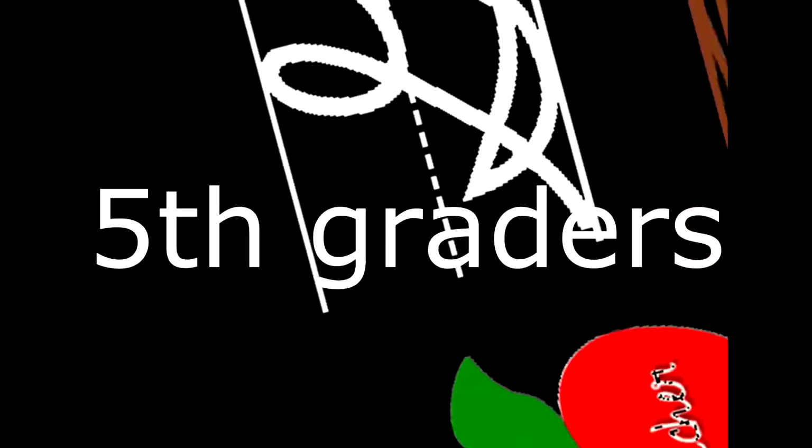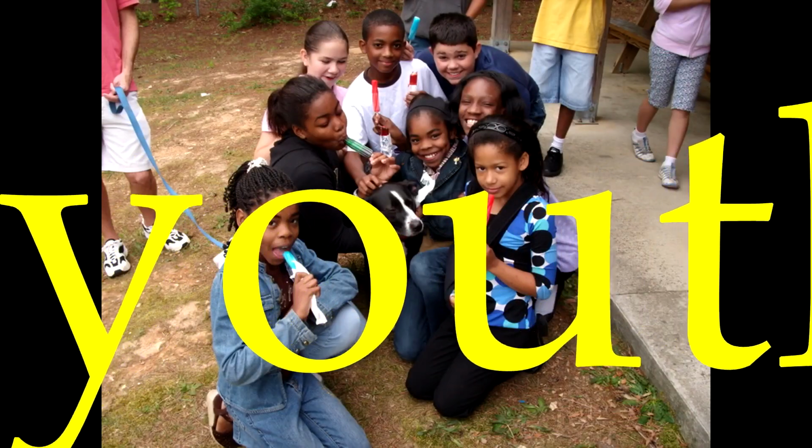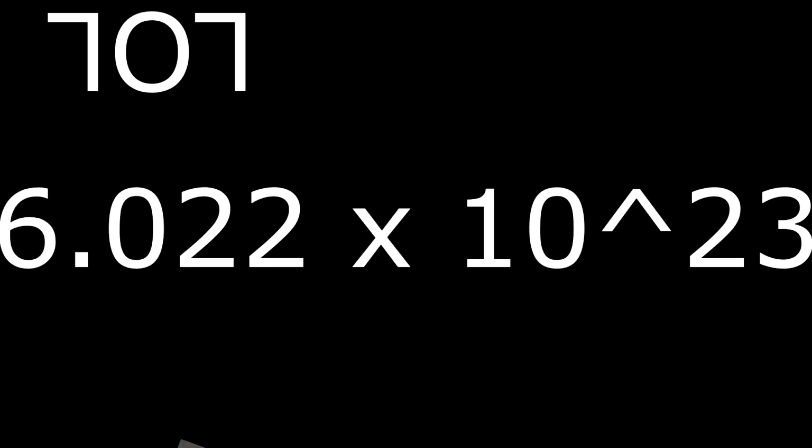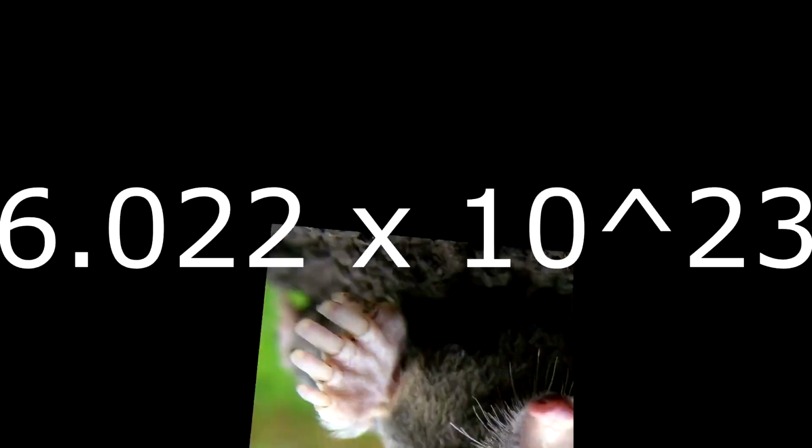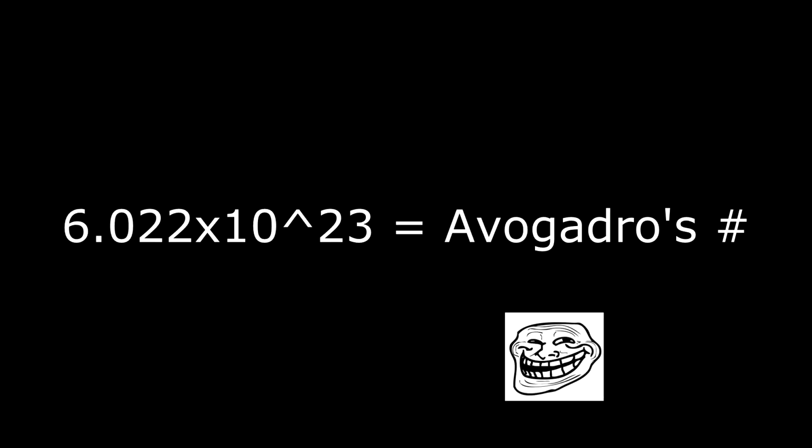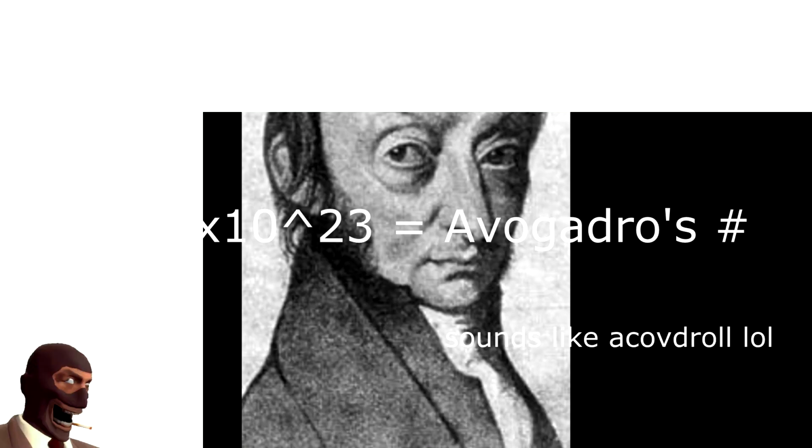Hello, 5th graders. Today we will be talking about the mole. Now, the mole is 6.022 times 10 to the 23rd power, or Avogadro's number. This is a pretty big number. How did scientists come up with Avogadro's number?